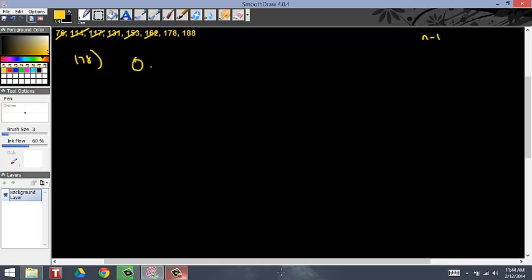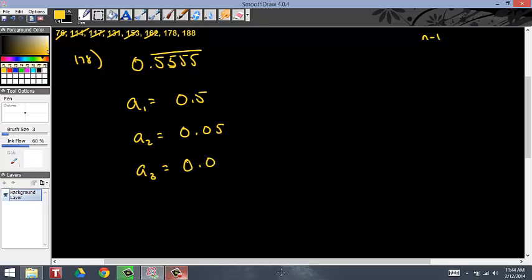Express the repeating decimal as a fraction. 5, 5, 5, 5. Okay. A sub 1 is 0.5. A sub 2 is 0.05. Who can raise their hand and tell us what is A sub 3 in this problem? Skylar, you know what A sub 3 is? 0.005, right? Because if we just compress them all downward, they form this 5, 5, 5, 5.